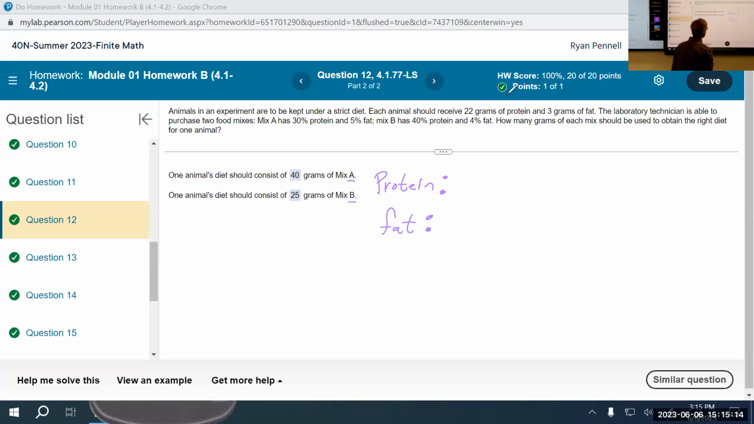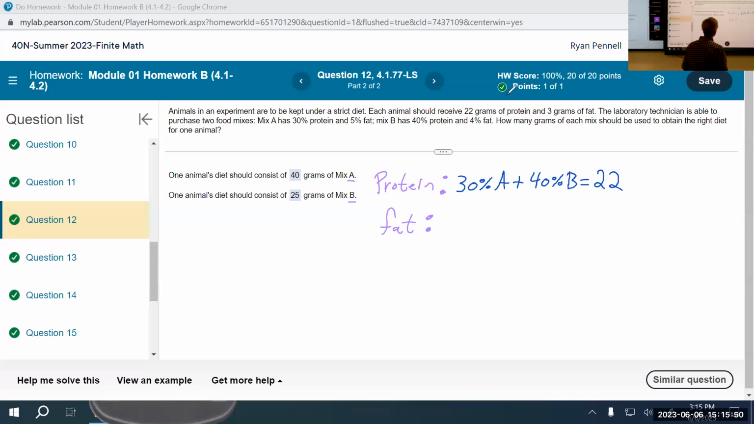All right. Well, mix A has 30% protein. 30% for A. Mix B has 40% protein. And the animal needs 22 grams. So there is my protein equation. My variables are mix A, mix B. Those are my two variables.